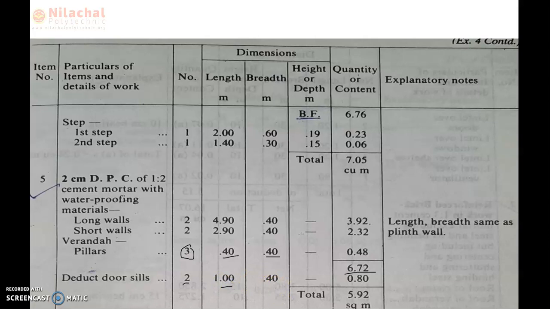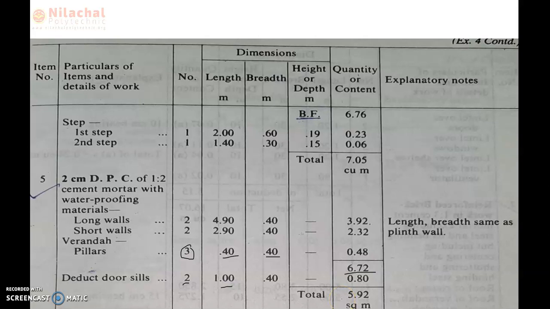We know we deduct the door sill from the total DPC value. So the breadth is equal to the DPC breadth, which is 0.40. So the total quantity of the deduction of the door sill is how much? 2 into 1.00 into 0.40, which is equal to 0.80. Okay, so 6.72 minus 0.80 is equal to 5.92 square meter. The square meter is the unit of DPC work.